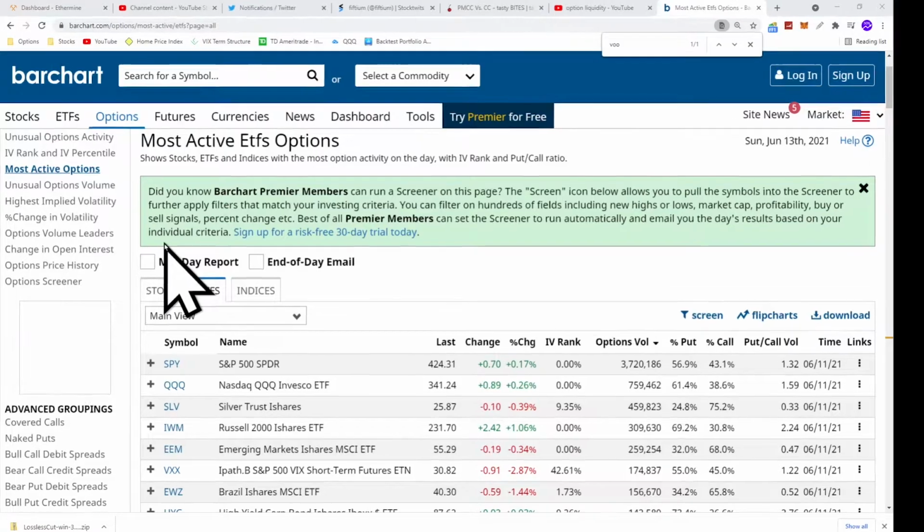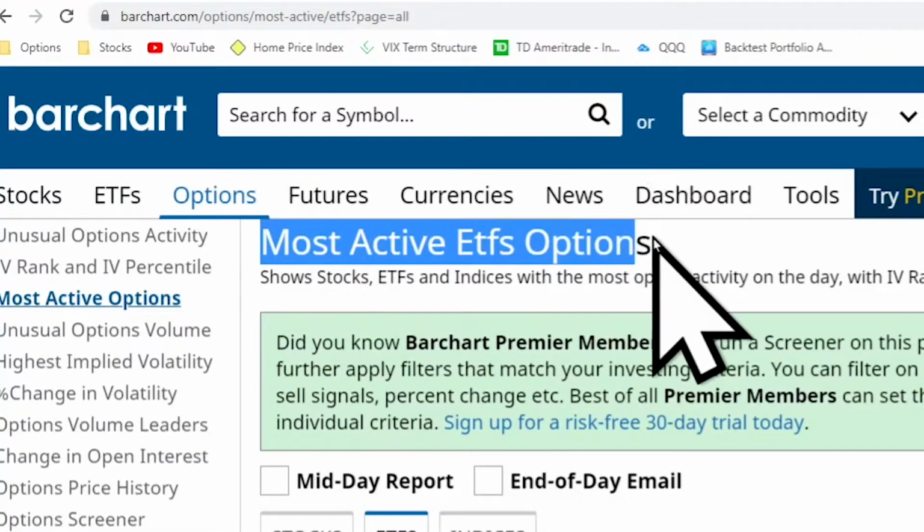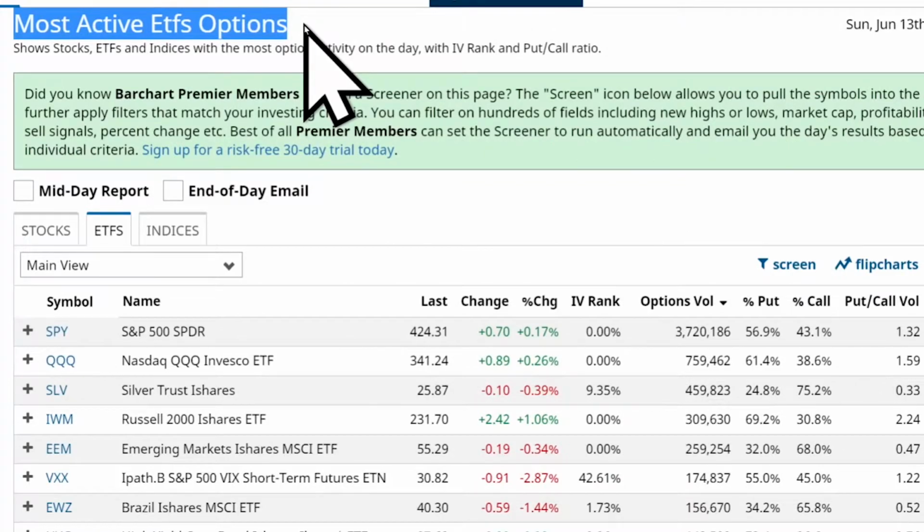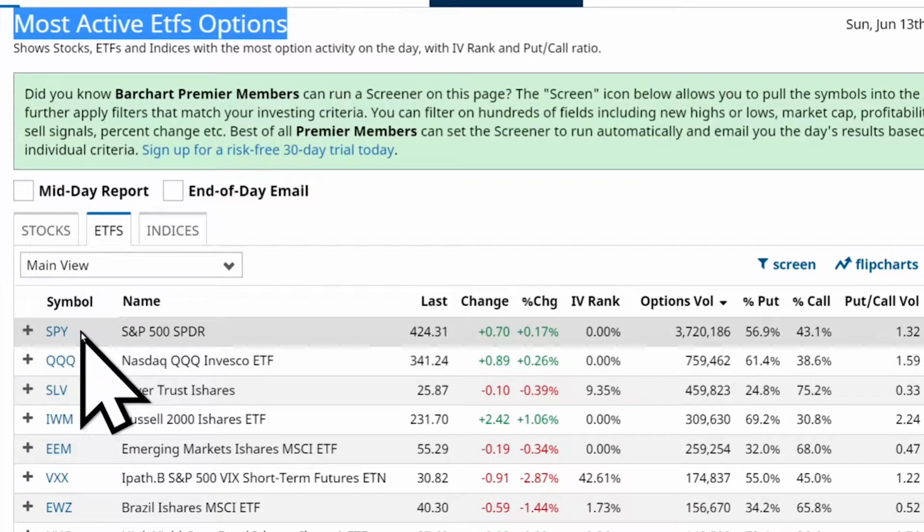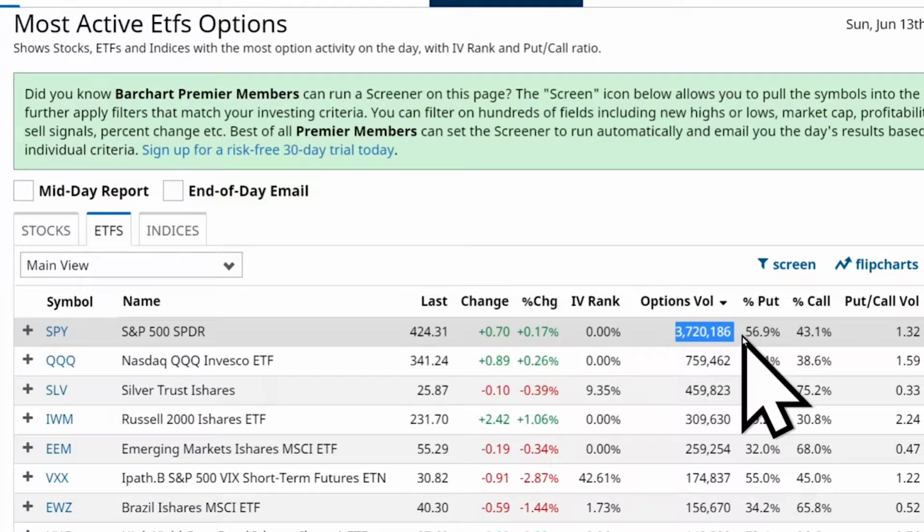This website is Barchart. We can check the most active ETF options. The first one is SPY, which has a daily option volume of 3 million. This is for a single day.